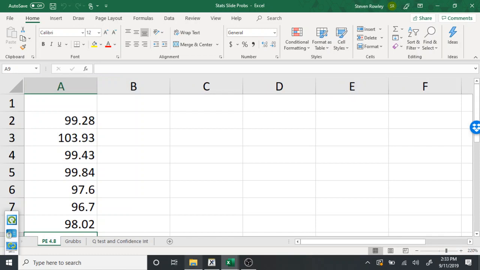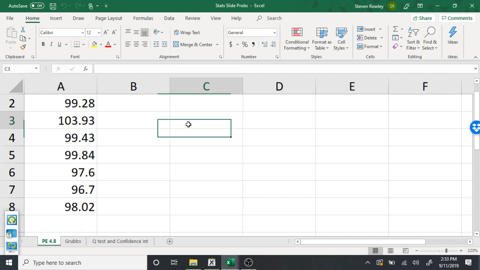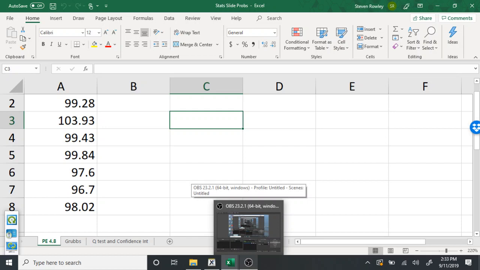So this is the first problem here. Now here's the question. I've got 7 data points. What do I need to do to calculate a t-value? Yes. Okay, so how am I going to calculate the mean? Okay, that's the hard way. What's the easy way? Equals average.